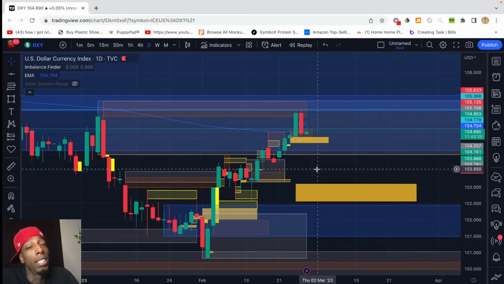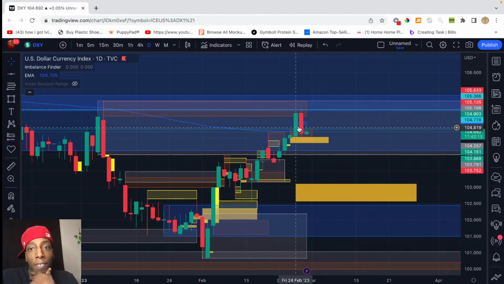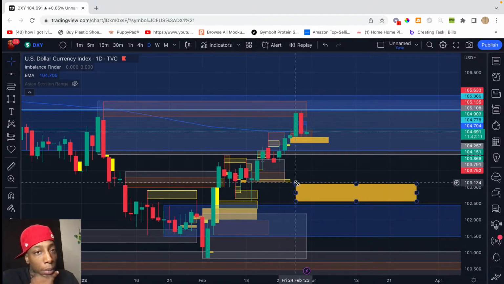I honestly think the dollar is about to start going bearish. We're supposed to be in a recession, right? But we've been going up for all of February. The dollar's been going up.